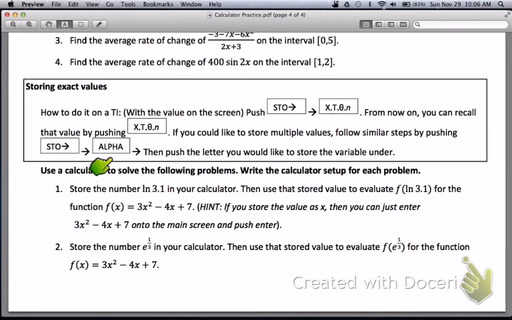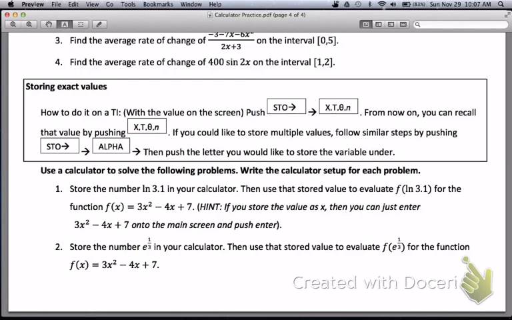And notice, by the way, that it says you can do it multiple times. If you would like to store multiple values, follow the similar steps by pushing store. But then instead of storing it in X,T,theta,n, you can push alpha. You'll notice the green letters underneath the keys. You could store up to 26, actually more than that, but 26 different values, under all those letters. And you would recall them the same way. Just instead of pushing X, you would push whatever letter you wanted.